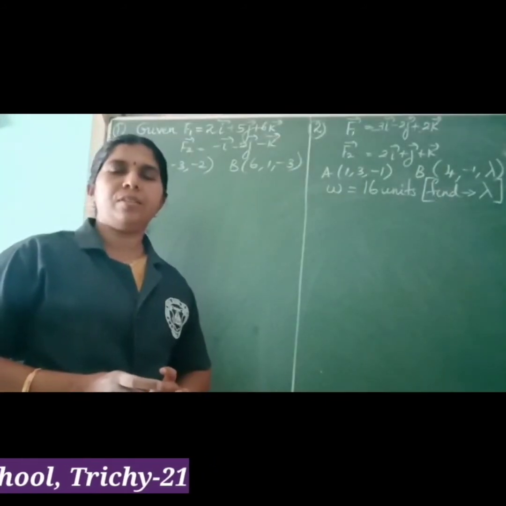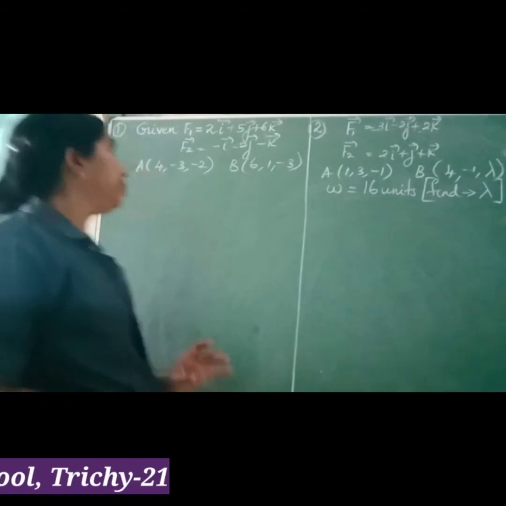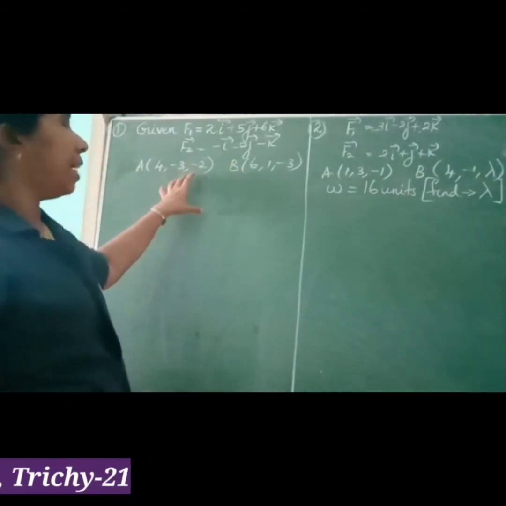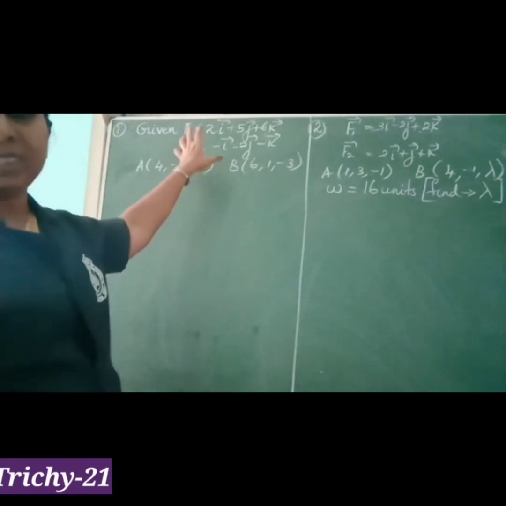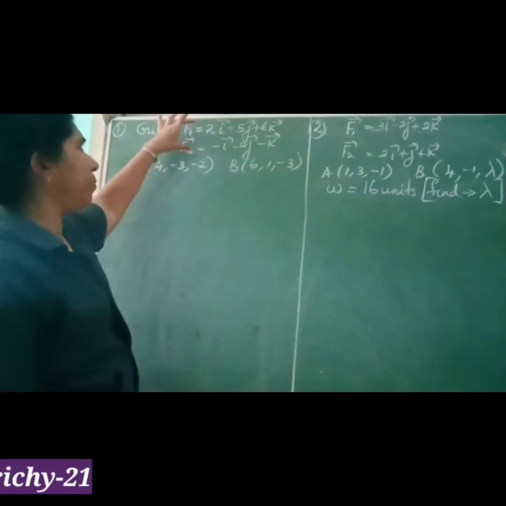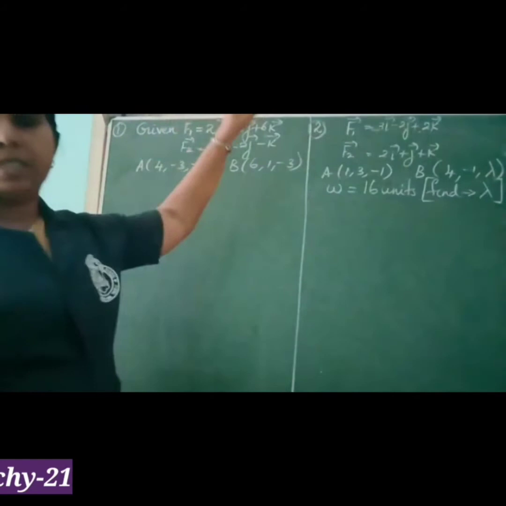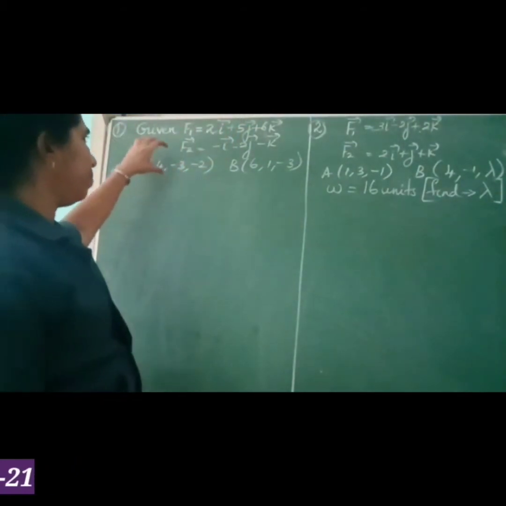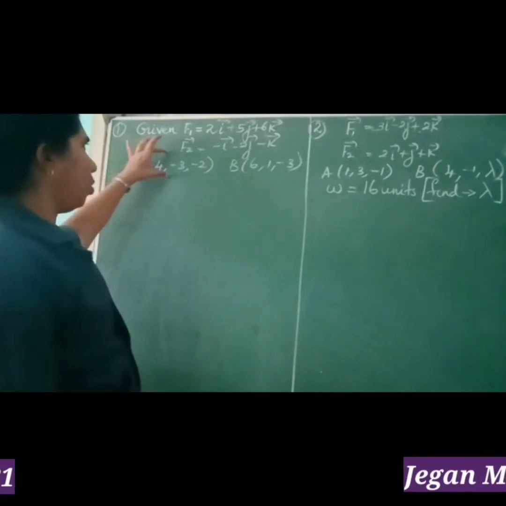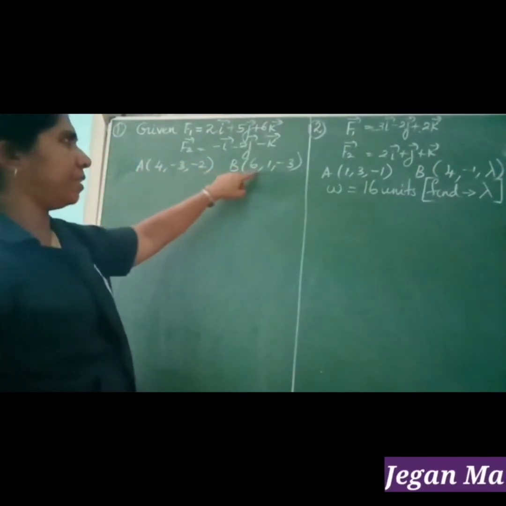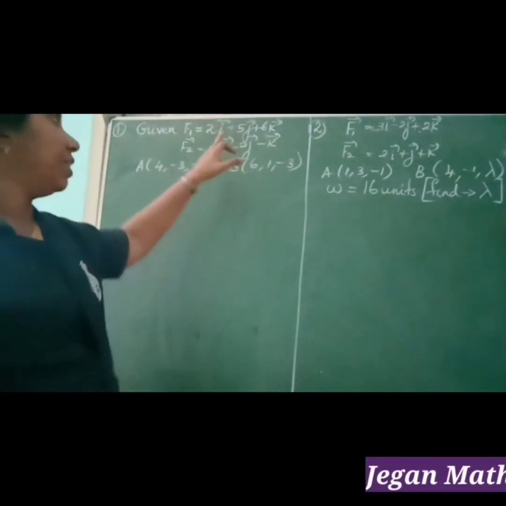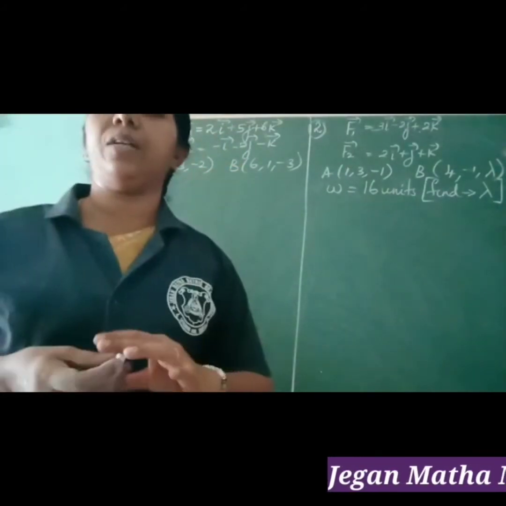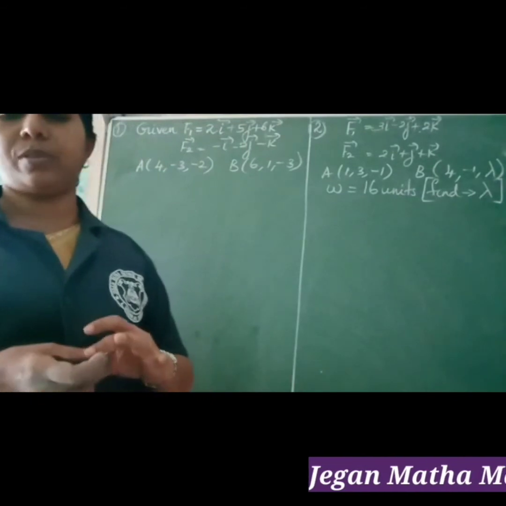Now let us solve one more sum. Here the question is, a particle is acted upon by constant forces. Two different forces are given. It is acted upon by constant forces and it is displaced from one point A to another one B. With this force and displacement, we want to find out the work done by the force.